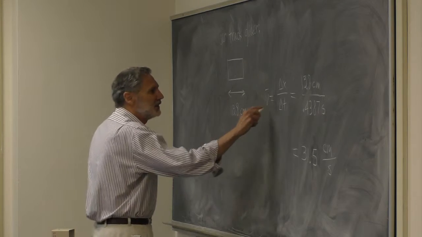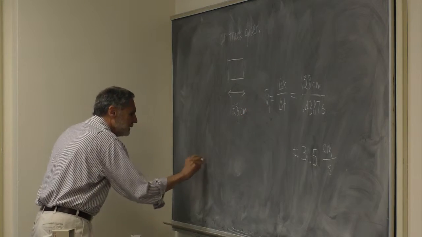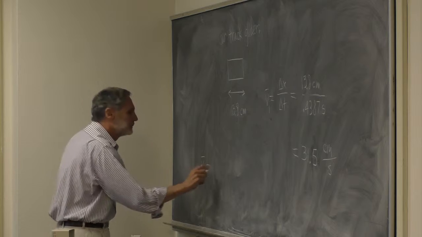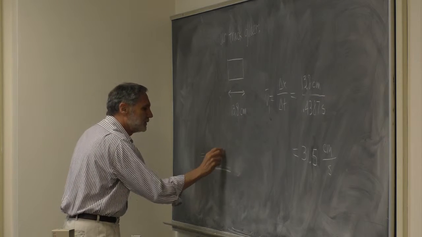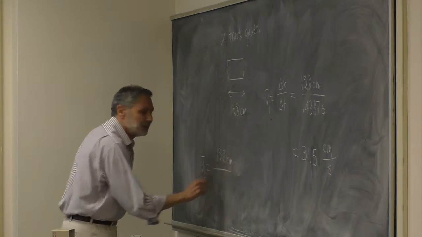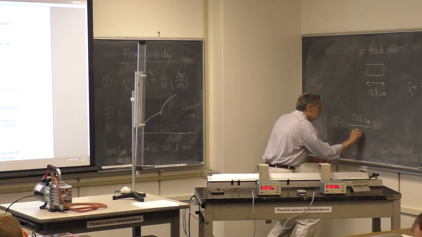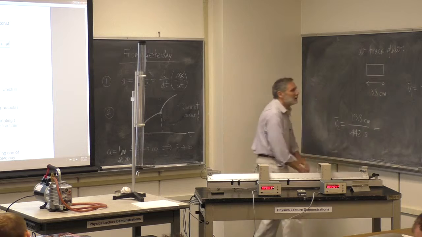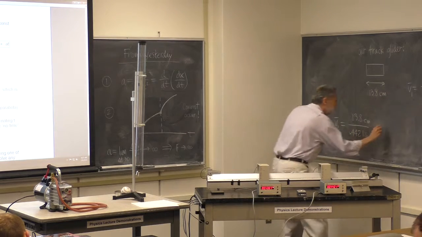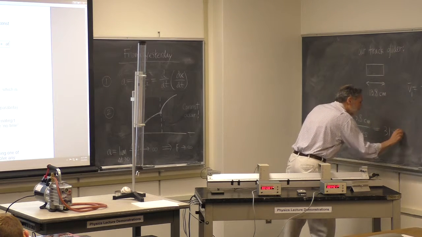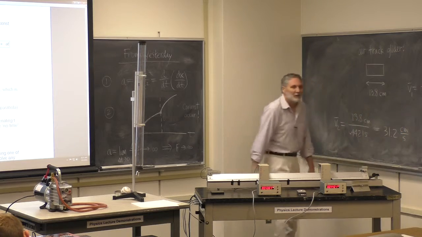What about the second photo gate? So now, again, it's going to be the 13.8 centimeters. And now what is it? 0.4421. 31.2 centimeters per second. Thank you. Okay, they're close.